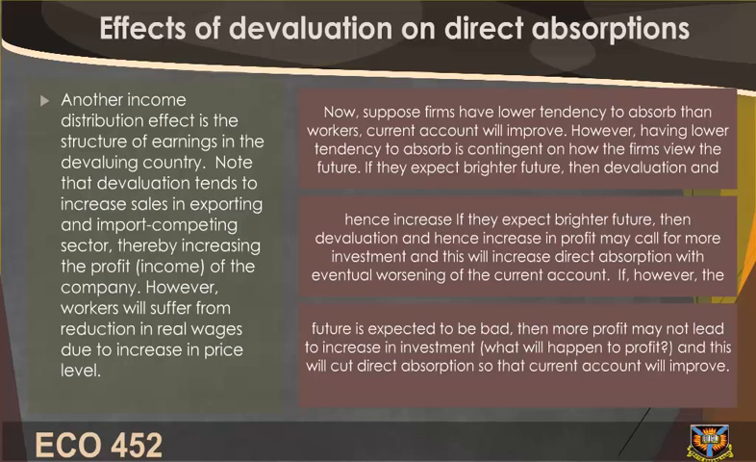However, having a lower tendency to absorb is contingent on how the firms view the future. If they expect a brighter future, then devaluation and hence the increase in profit may call for more investment, and this will increase direct absorption with eventual worsening of the current account. If, however, the future is expected to be bad, then more profit may not lead to an increase in investment, and this will cut direct absorption so that the current account will improve.